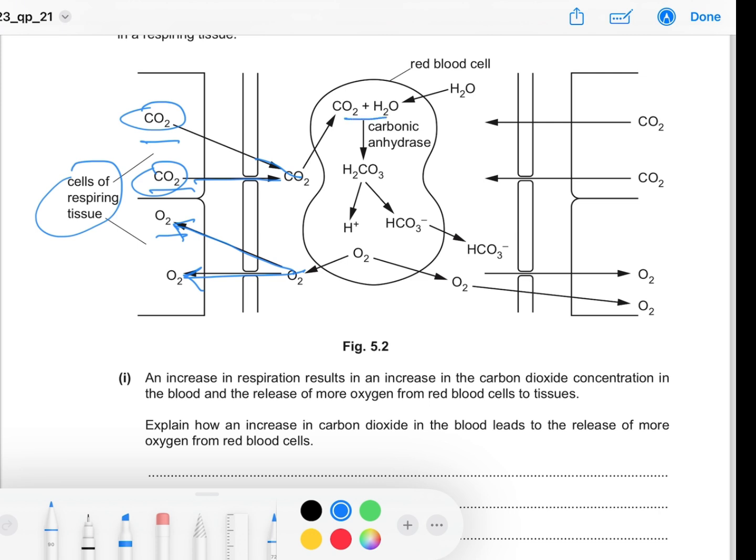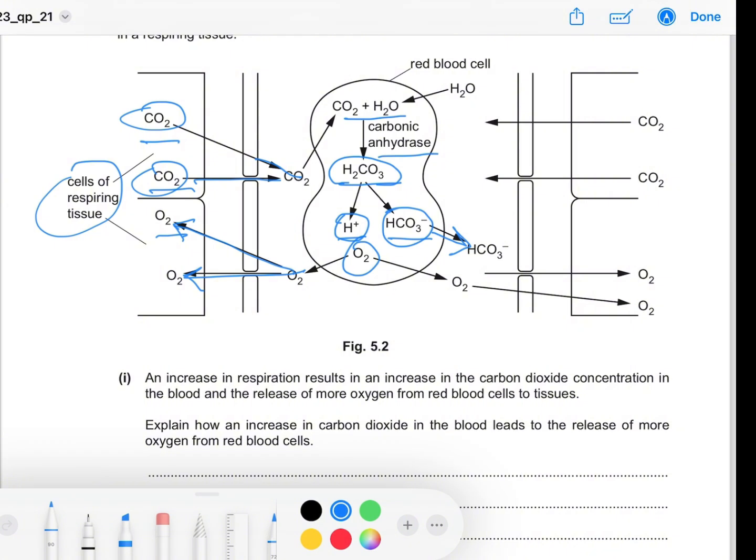It will combine with water and it will get converted to carbonic acid by the catalytic action of carbonic anhydrase enzyme. The carbonic acid will then dissociate into protons and bicarbonate ion. Bicarbonate ions will then diffuse out of red blood cells, whereas protons will remain inside of red blood cells, and this will be the cause of displacing oxygen from oxyhemoglobin so that it can diffuse out of red blood cells and towards respiring tissues.